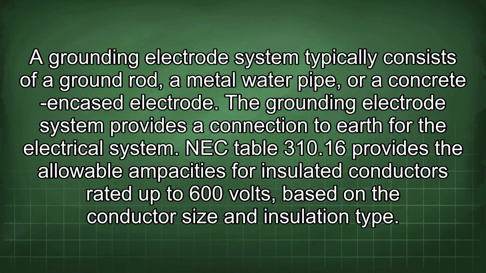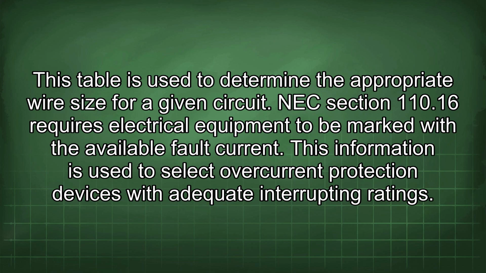NEC Table 310.16 provides the allowable ampacities for insulated conductors rated up to 600 volts, based on the conductor size and insulation type. This table is used to determine the appropriate wire size for a given circuit.